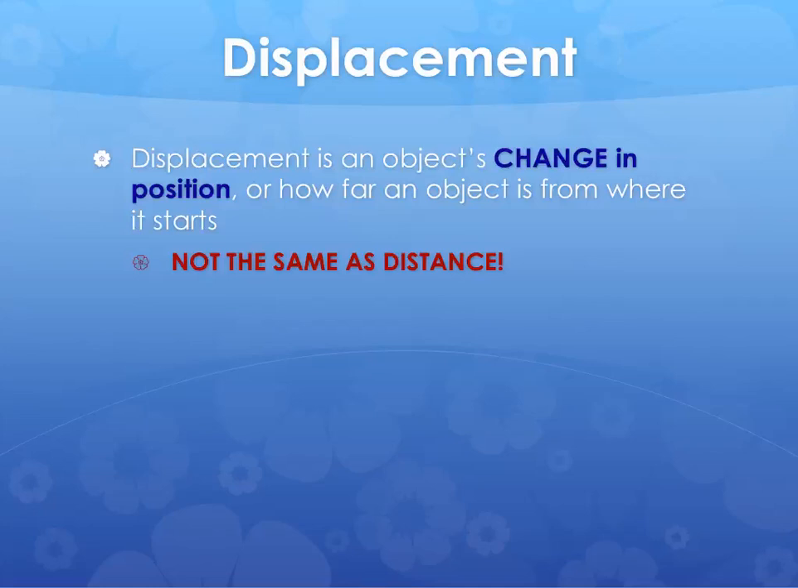Now, it might seem like it'd be the same thing, but if I took 2 steps to the left and then 2 steps to the right, I'd be back where I started from. So my displacement would be 0, but the distance I traveled would be 4 steps, 2 to the left and 2 to the right. This difference is because displacement is a vector. It means it has direction.